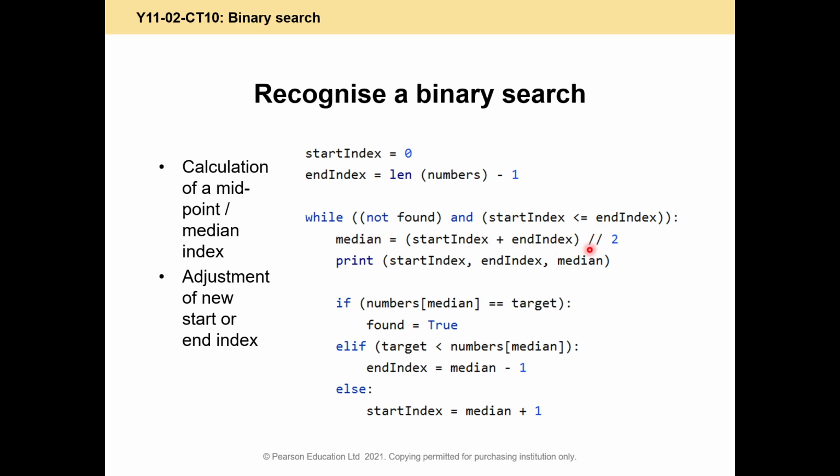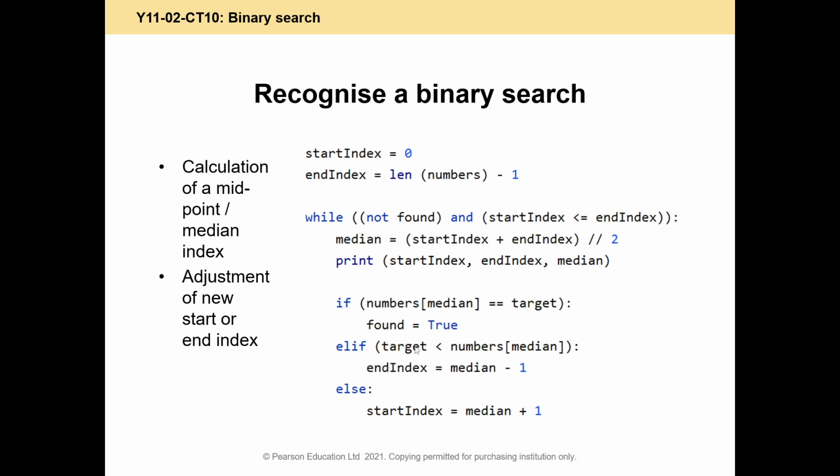Start plus end, integer division 2. What's the median point, the middle point? Do a bit of debugging. Say we want to start at the beginning, at the end, and look at the middle. Is the item we're looking at what we want to try and find? If it is, yes, great. Why do we set that to true? So that we can break out of the loop, so that we can stop repeating when found is true.